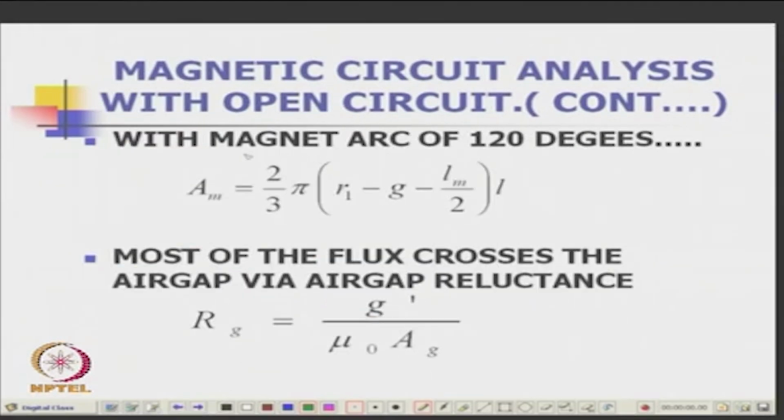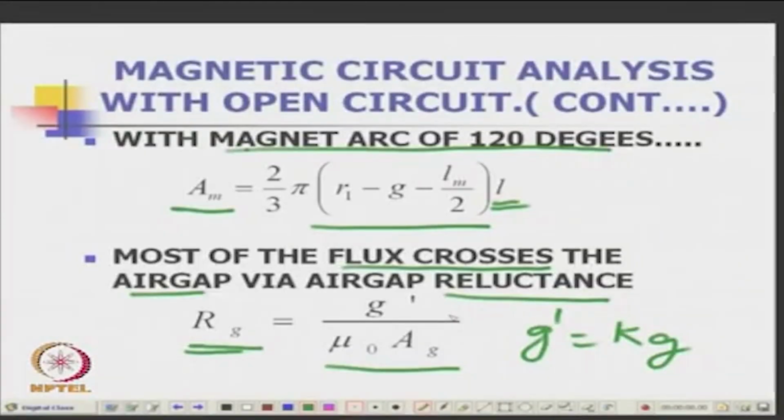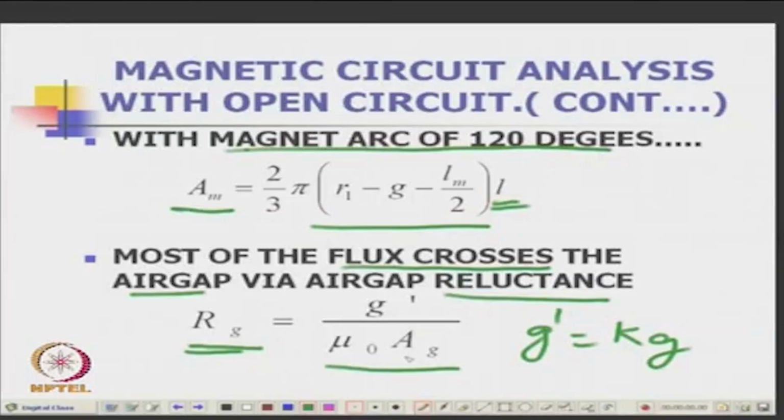Now, with magnet arc of 120 degrees, the area of the magnet is 3 by 2 pi into r 1, I think this is a geometrical thing you can find out. How much is the area of the magnet into the length, length is axial length. So, most of the flux crosses the air gap via the air gap reluctance. So, air gap reluctance is G dash by mu naught A g. What is G dash? It is the air gap length, corrected: G dash will be some constant times G, where G is the actual gap length, but because slotting is there, there is some fringing. So, you normally increase this to G dash by a factor called Carter's coefficient, and Ag is the air gap area for the flux, that is the flux area per pole.